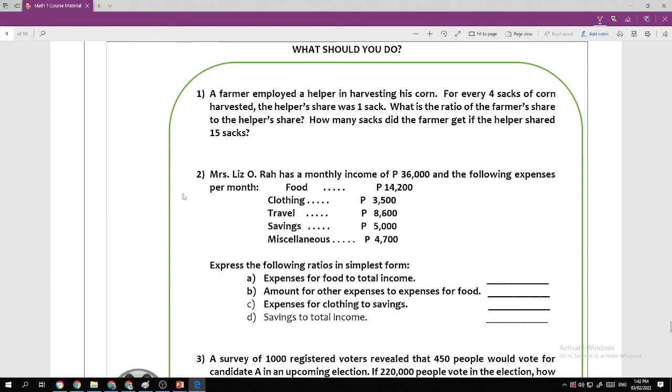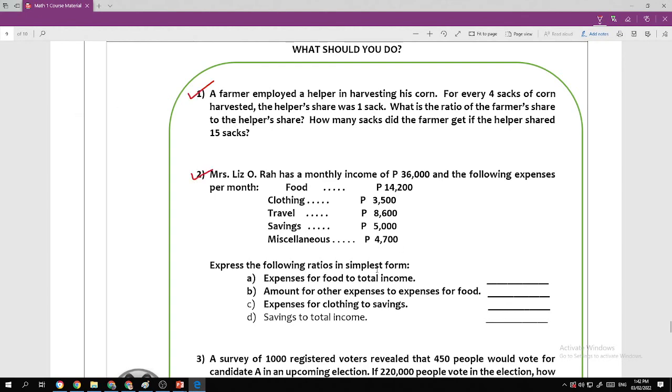The same thing with all of these. Problem number 1 is the same, but it asks: what is the ratio of the farmer's share to the helper's share? Okay? And then, if the helper has 15 sacks, how many sacks of rice does the farmer have? So number 1 has two questions.